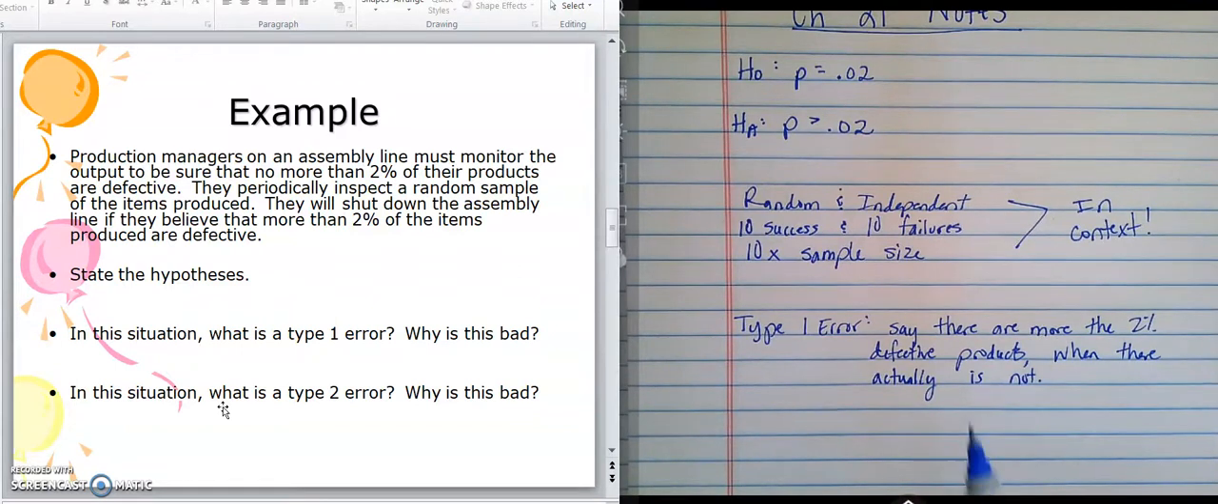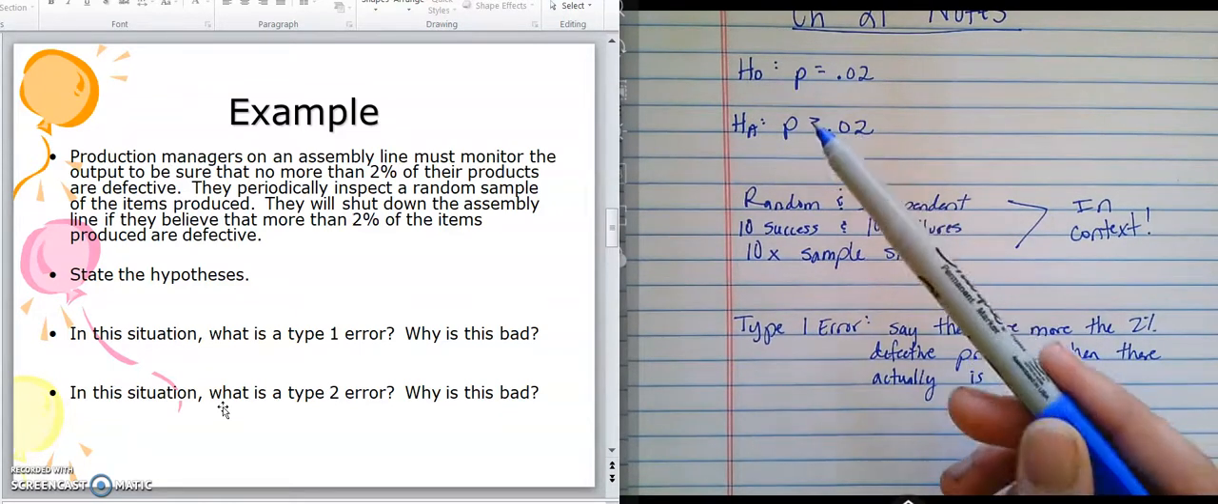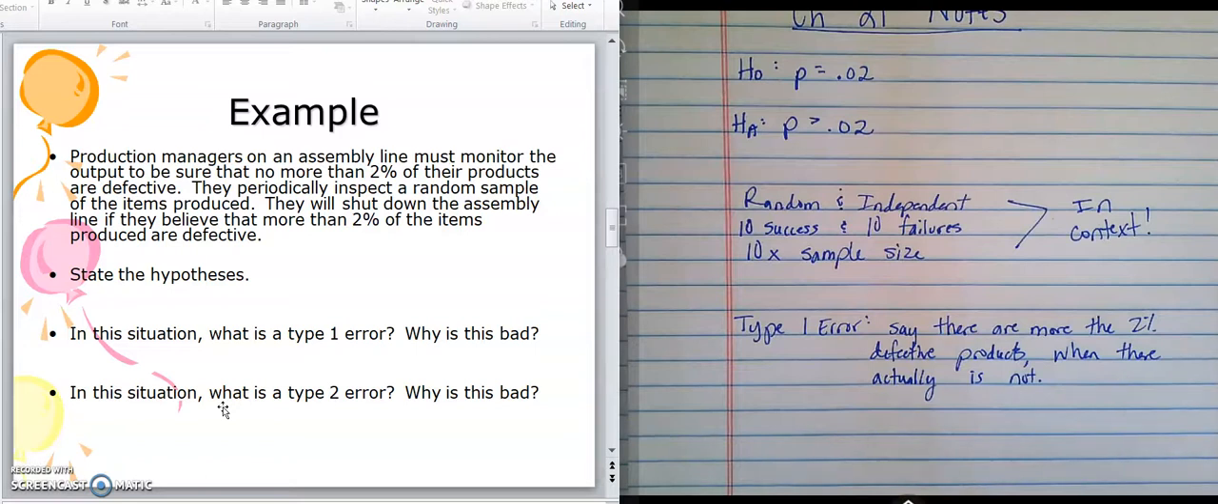again. So if I believe that there's more than 2%, I'm going to shut down that assembly line and try and fix the problem. But if there's not really a problem, I just wasted a whole bunch of money where I could have been producing more products, but I shut down my assembly line to try and correct it. So that's a type 1 error.